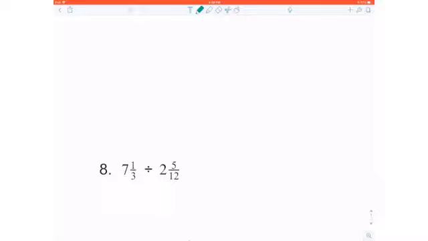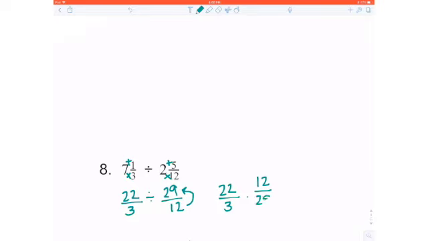So, remember, we turn them into improper fractions, which means we multiply and we add. So 3 times 7 is 21, plus 1 is 22, and this is over 3. 12 times 2 is 24, plus 5 is 29, and that's 29 over 12. And we're dividing these, which means we're going to take the second one and we're going to flip it to multiply. So 22 over 3 times 12 over 29.